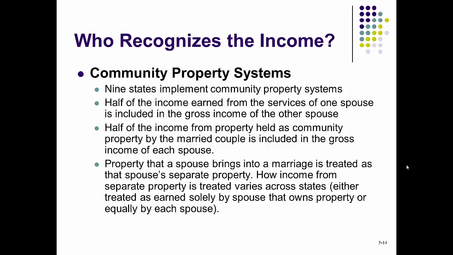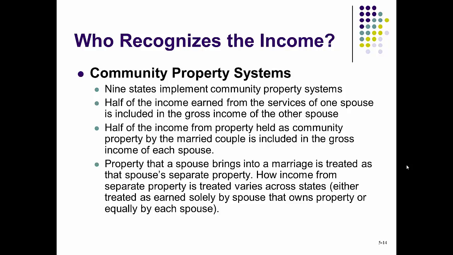Community property system. Nine states of the Union implement community property systems, where the income earned by one spouse is treated as though it was earned equally by both spouses. Property acquired by either spouse during the marriage is usually community property and is treated as if owned equally by each spouse. This one you can see example 5-6 on page 5-9.